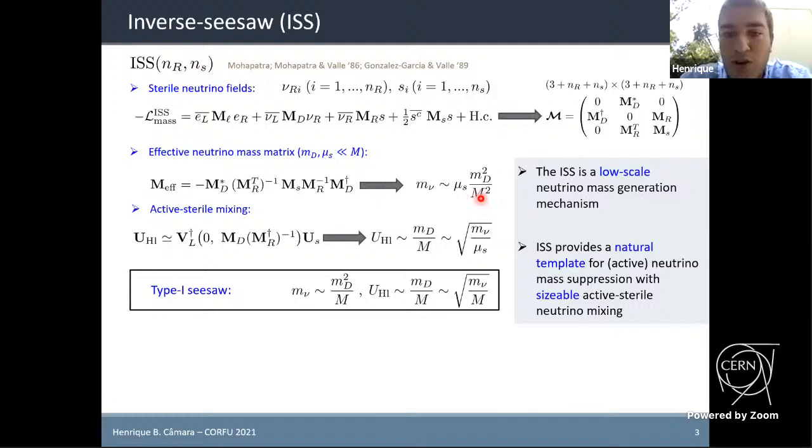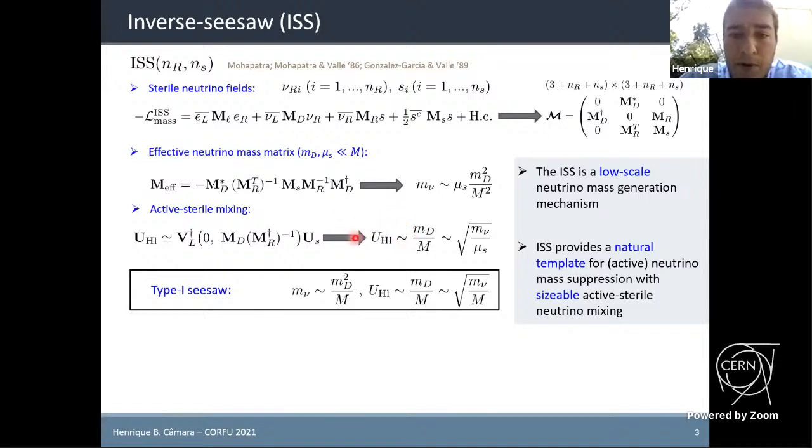Now let's do a little comparison with the type 1 seesaw case. You notice that inverse seesaw provides additional suppressing factors for the light neutrino masses. We're going to have an additional 1 over M_R factor and a small lepton number violating parameter mu_S. Therefore, taking order 1 Yukawa couplings, direct Yukawa couplings, and mu_S at the 1 keV scale, we can accommodate the active neutrino masses, which are typically at the 0.1 eV scale, by having only M_R at the TeV scale. Therefore, inverse seesaw is a low-scale neutrino mass generation mechanism. This will have phenomenological consequences that we are going to delve into later during the talk, but the most direct one is on active-sterile neutrino mixing.